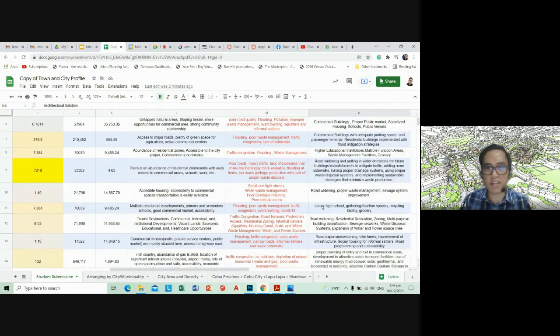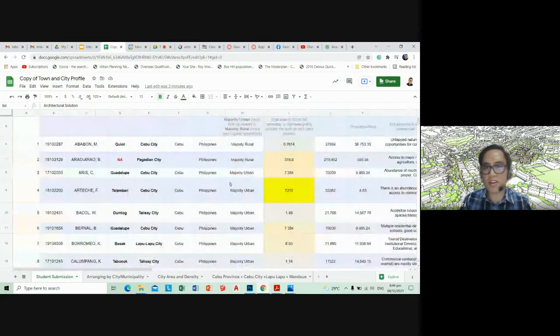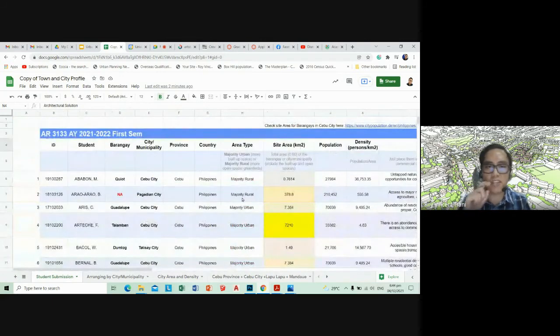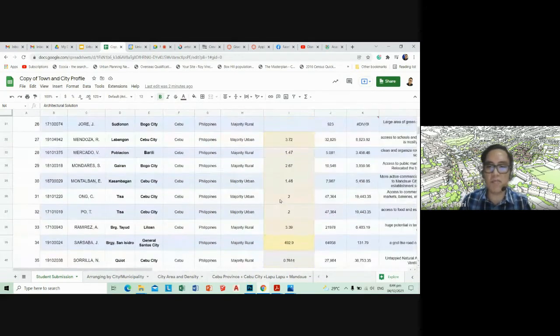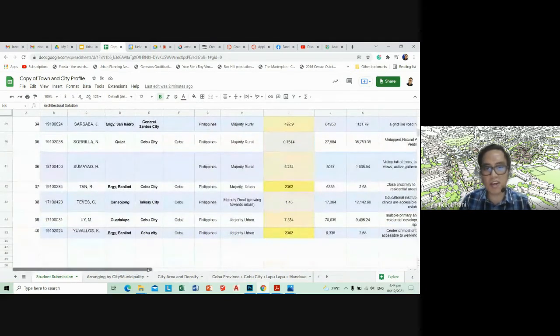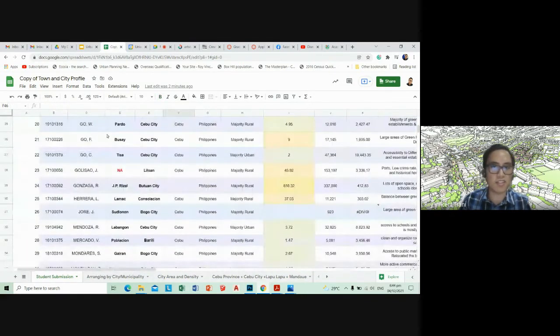So they have it over here. Plus, you can also see what are the barangays and cities, municipalities that the other students are looking at. And you can compare. Maybe you have different solutions, or maybe you can get some ideas from the undergraduates that will help you with your thesis. So that's an interesting thing.